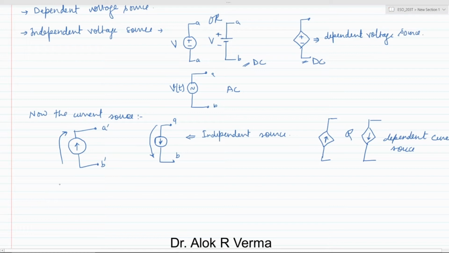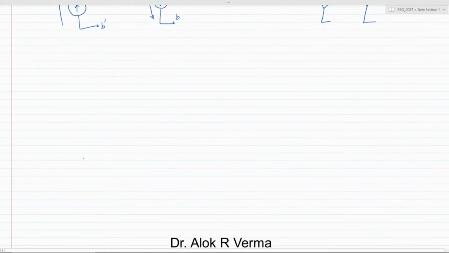Now in the circuit, the dependency of these sources can be in any term. So let us list down the dependent sources. What types of dependent source can be there in an electrical circuit? I'll draw some circuits. Let us consider these 4 cases.